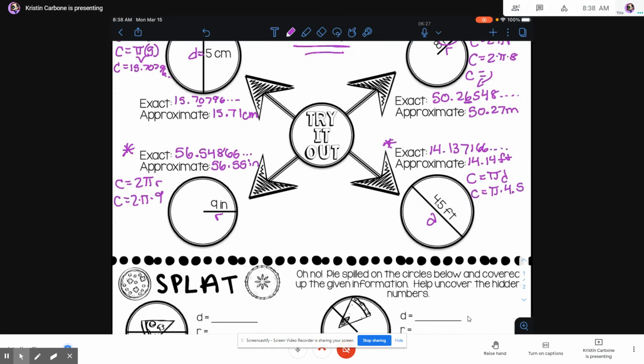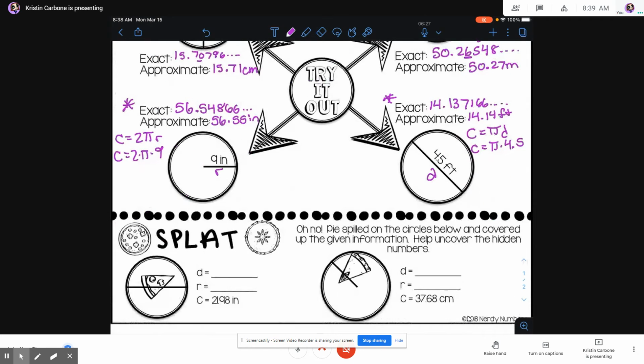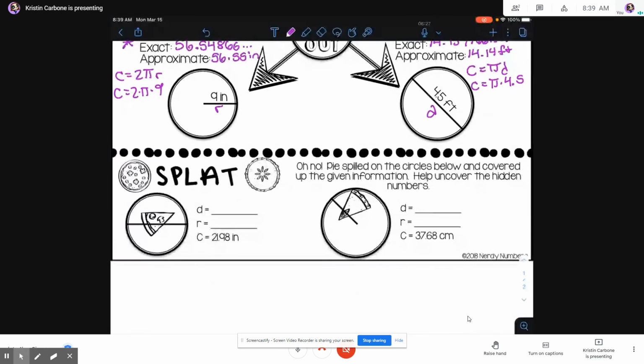Alrighty, now down here is an extension. It says, oh no, the pi spilled on the circles below and covered up the given information. Help uncover the hidden numbers. So this works just like back in the day, aka like last week. Remember when we had part equals whole times percent? And sometimes we had to solve for the part, sometimes we had to solve for the whole, and sometimes we had to solve for the percent.